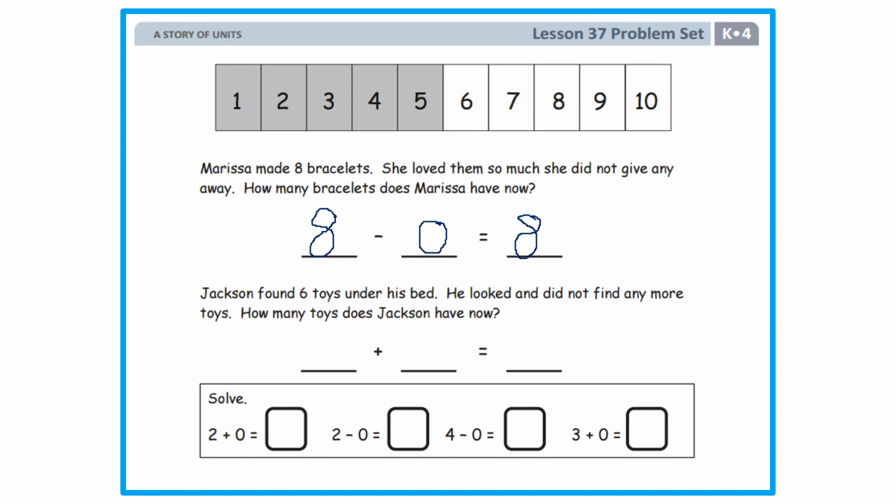Jackson found 6 toys under his bed. He looked and did not find any more toys. How many toys does Jackson have now? Well, let's take a look at this story. Jackson found 6 toys under his bed. How many did he find? 6. So let's write it.